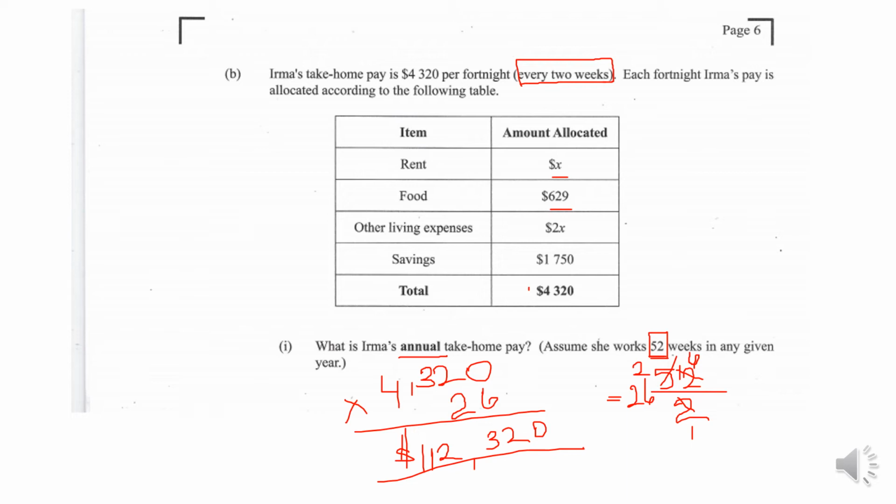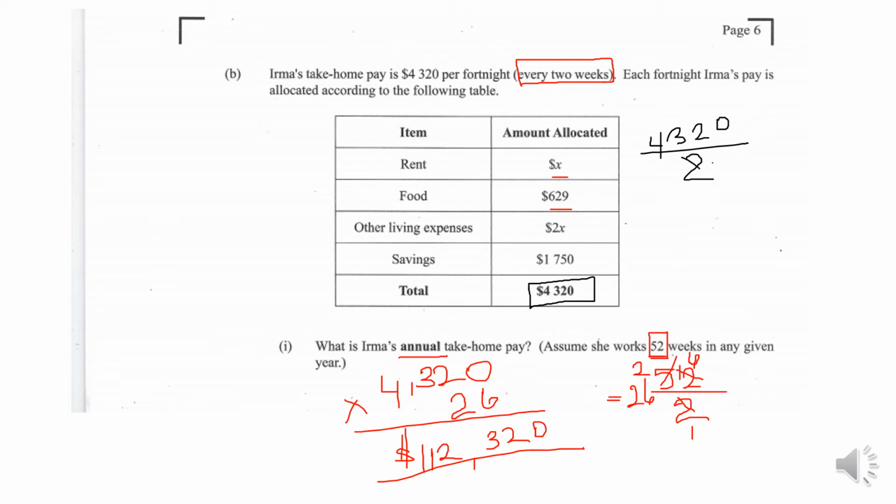Not everybody is going to interpret the question this way, so I'm going to show you another way. All of us reason differently. It says here that every 2 weeks she gets 4,320. So one may argue, what if she gets this every 2 weeks? Let's divide this by 2 and see how much she gets every week. And once I know how much she gets every week, I can multiply that by 52 and get my answer. So let's see if this approach works.